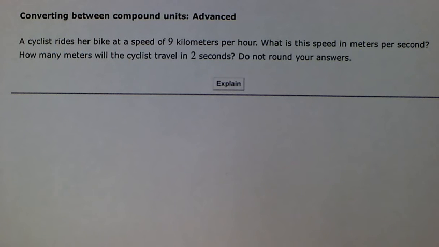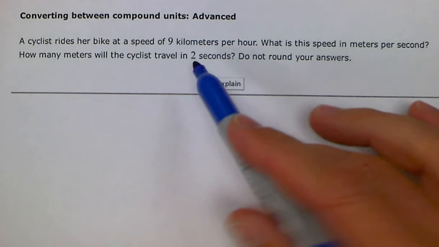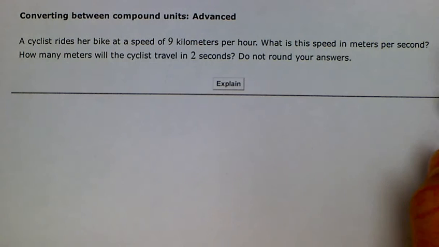Here we're converting between compound units. So it says a cyclist rides her bike at the speed of 9 kilometers per hour. What is the speed in meters per second is the first question. And then how many meters will the cyclist travel in 2 seconds? Do not round your answers.